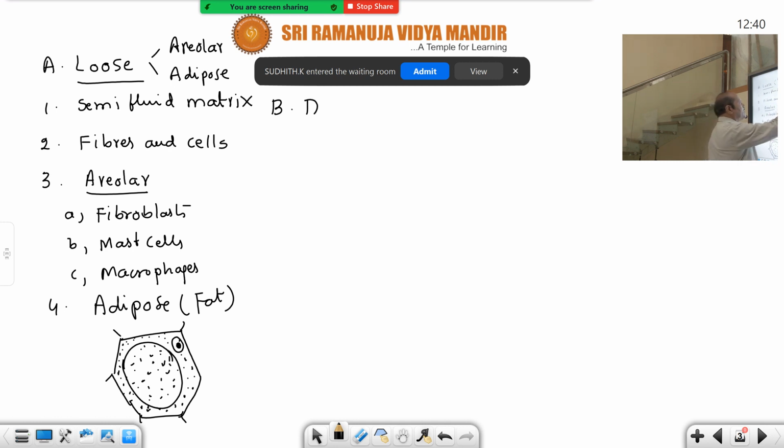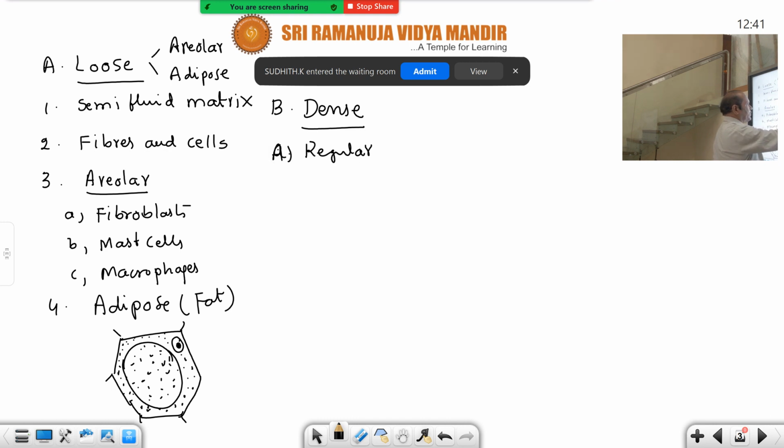Then dense connective tissues. The name itself says it: the fibers are compactly arranged, tightly packed. The total tissue is tightly packed with fibers, with less number of cells and more number of fibers. That connective tissue with less number of cells and large number of packed fibers is called dense connective tissue. It is of two types. What are they? Regular and irregular.